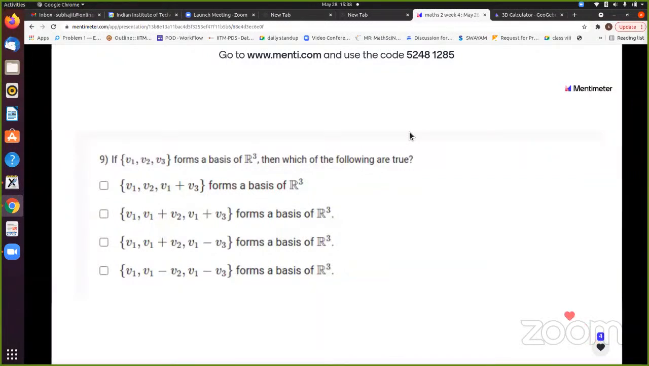So basically you see all of this has three vectors, right, in the option. So if you just check whether this set is linearly independent or not, you are done. Correct? Is this understandable to everyone? Yes. So basically you have to check whether these three vectors are independent or not. The given vectors v1, v2, v3 are independent, because that is the basis. So using that, can you prove whether these vectors are independent or not? That is the question.